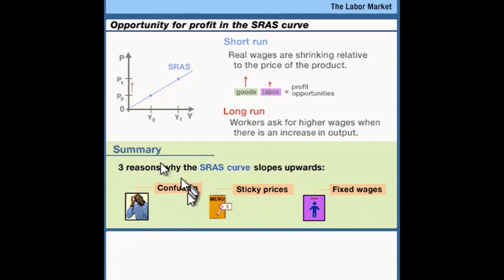But in the view that we've talked about, the more sophisticated view that tries to adapt some of Keynes's ideas to a modern way of thinking about the economy, there's clear reasons why increases in the price level in the short run lead to increases in the overall level of output.